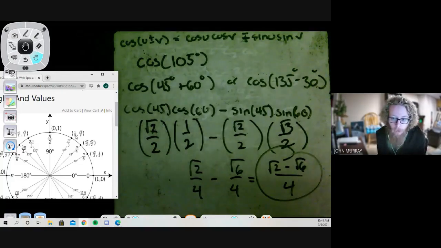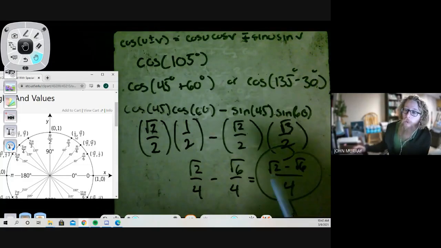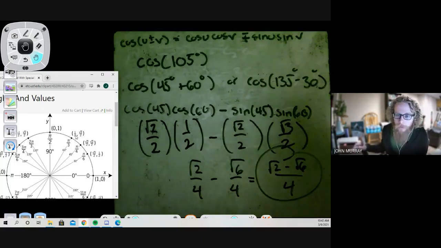And if you notice, this looks very similar to what we had yesterday, to the solutions. Using this method, a lot of your answers are going to have these numbers involved. A root 2, a root 6, and possibly a 4 in the denominator. It's just the behavior of what we do, okay? It's the behavior of the trigonometry with the unit circle.